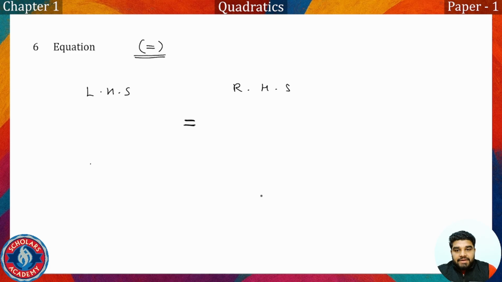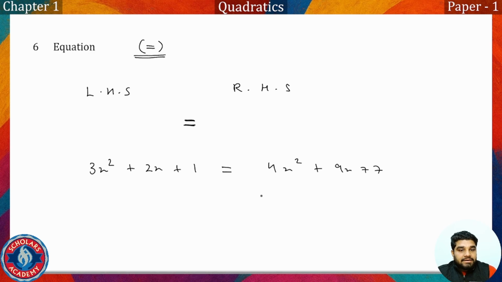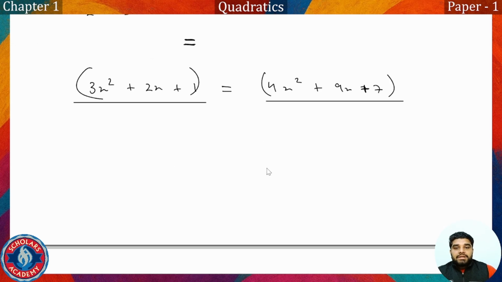So if I say 3x squared plus 2x plus 1 is equal to 4x squared plus 9x plus 7, okay, so these variables are equal to some of these, this equation, and this is equal to these particular things. All right, now there is one interesting fact over here.